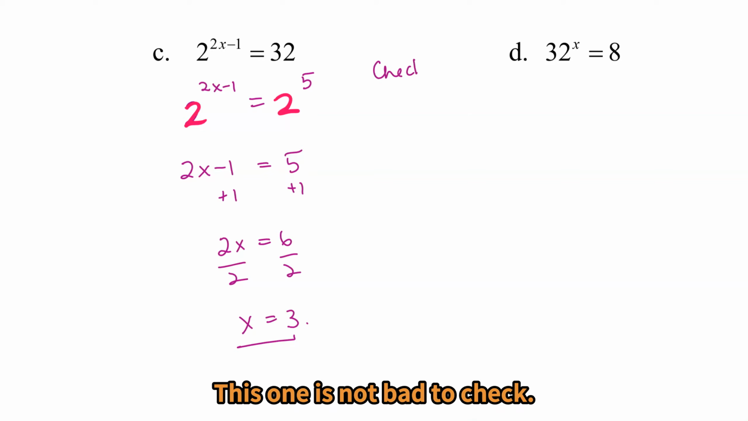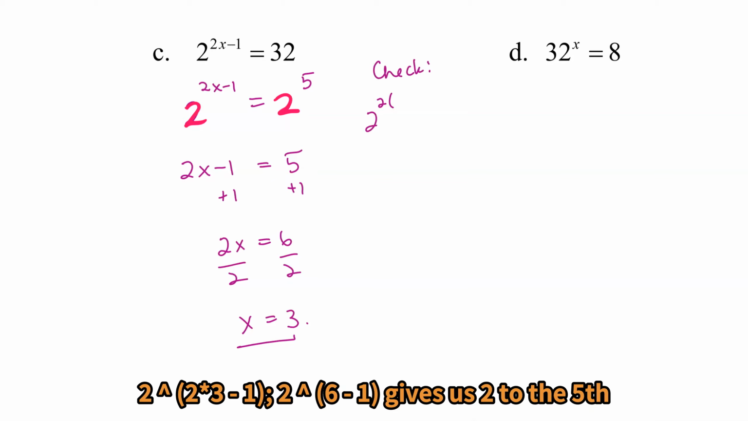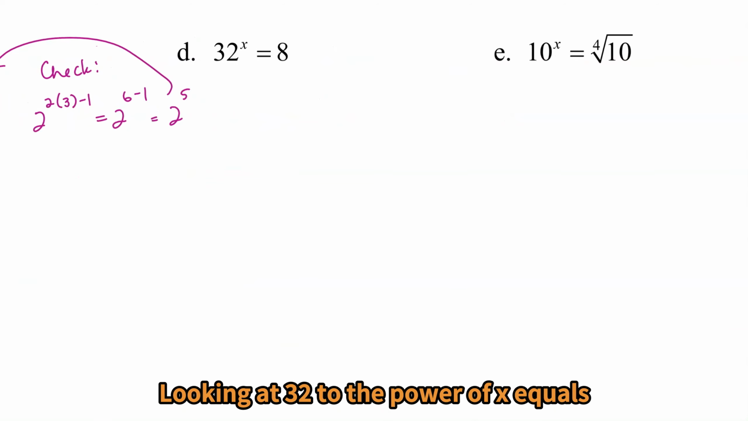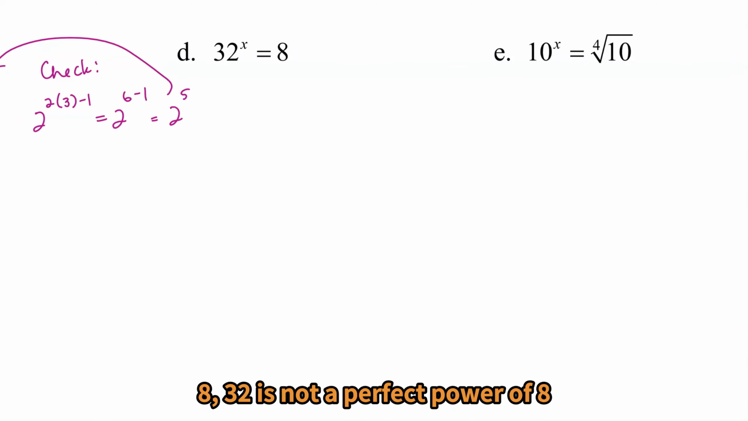This one's not bad to check. 2 to the power 2 times 3 minus 1. 2 to the power 6 minus 1 gives us 2 to the 5th, which is 32. It works out.